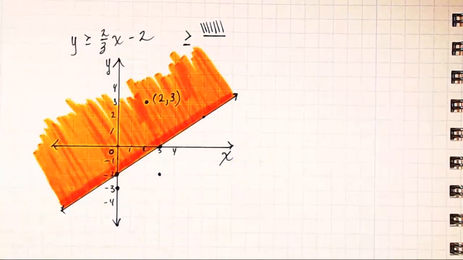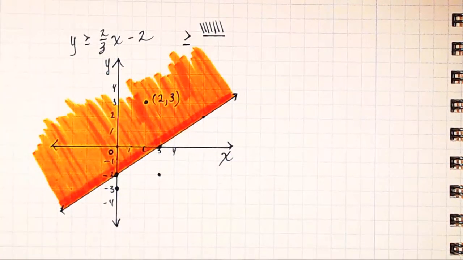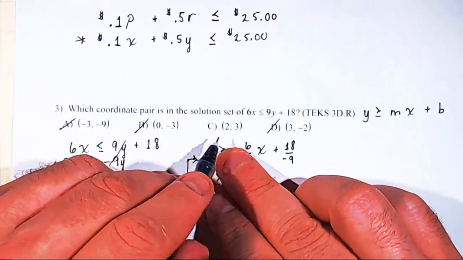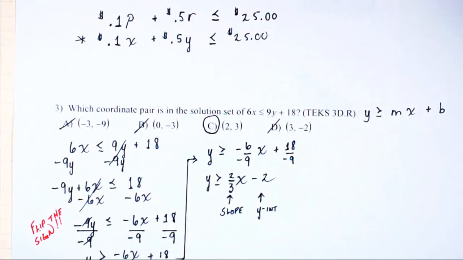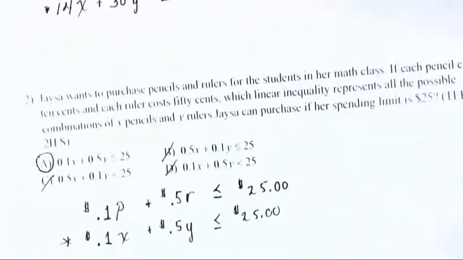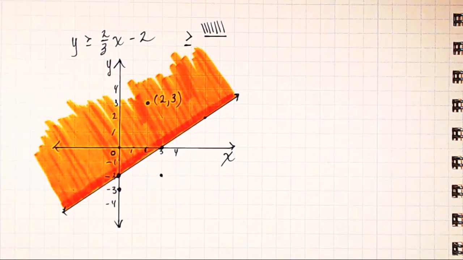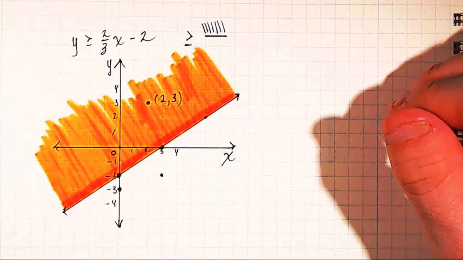And that point is in the solution set or shaded region of our graph. So that's how we know that (2, 3) is the correct answer. Okay? So, if you wanted to graph this using the graphing calculator, you could, but there again, you might not have access to this shading feature.